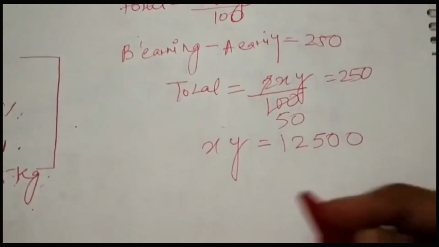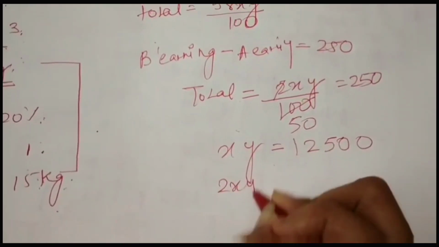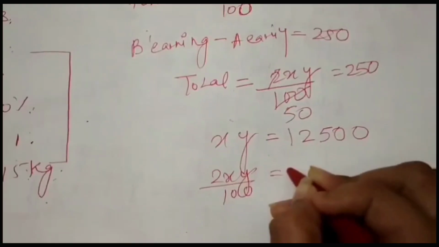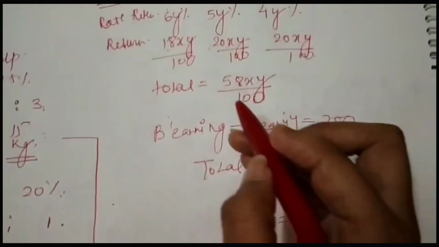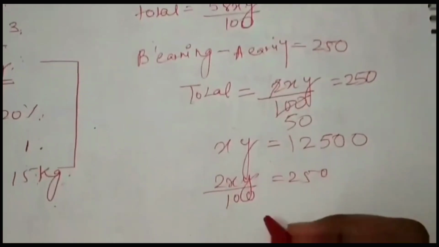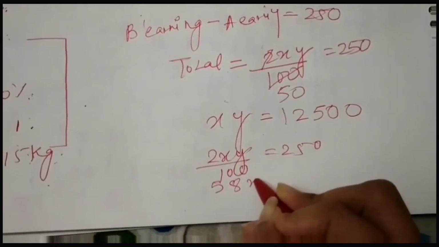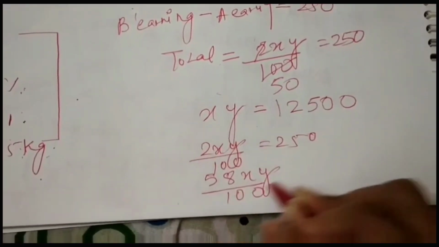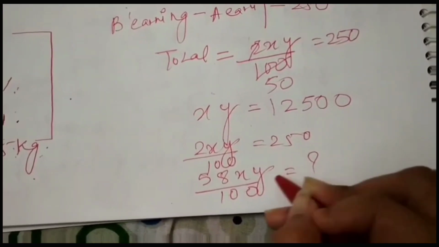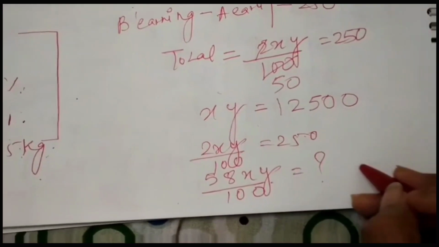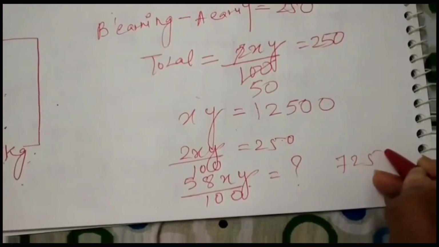If 2xy upon 100 is 250, we need to find out the total. So 58xy upon 100 is how much? If you solve this equation, you will get 7250.